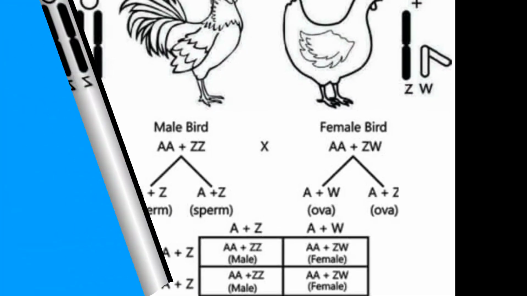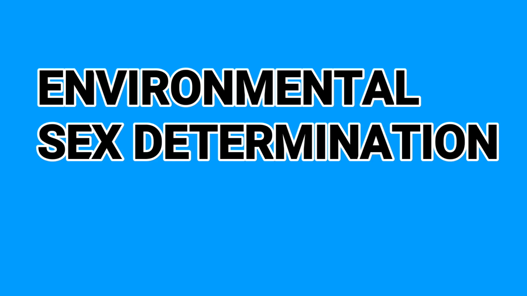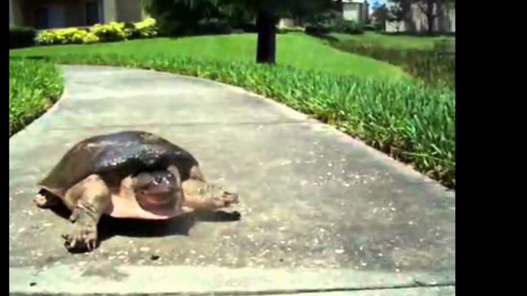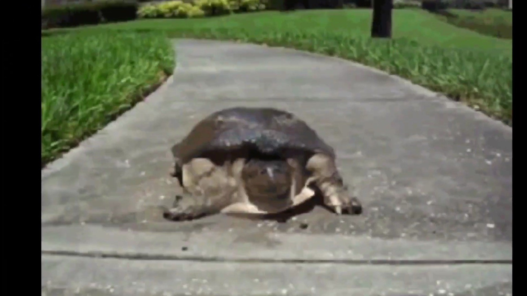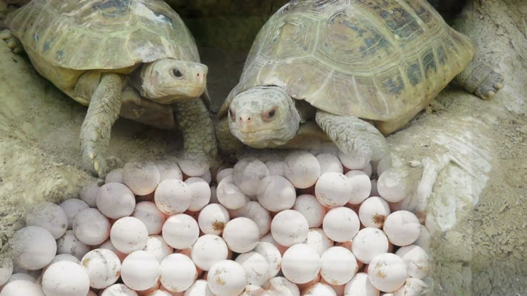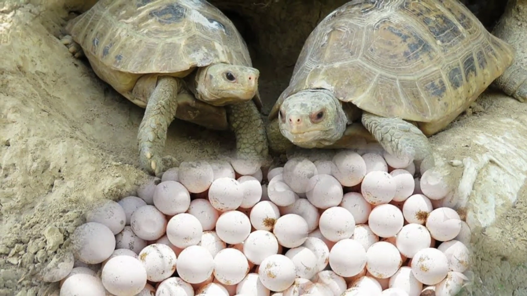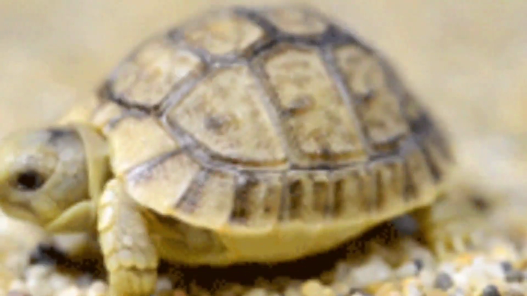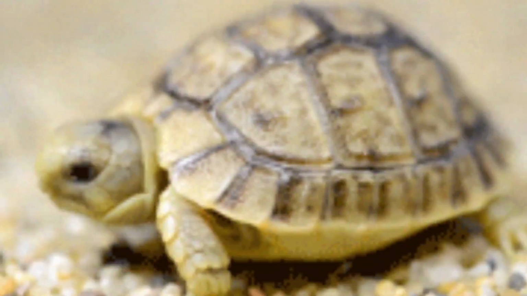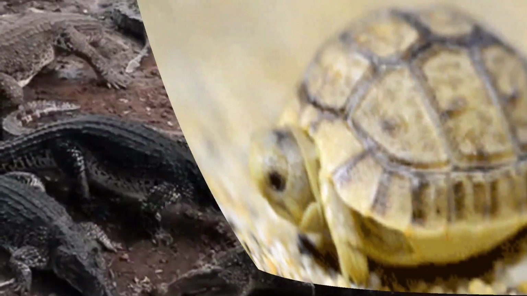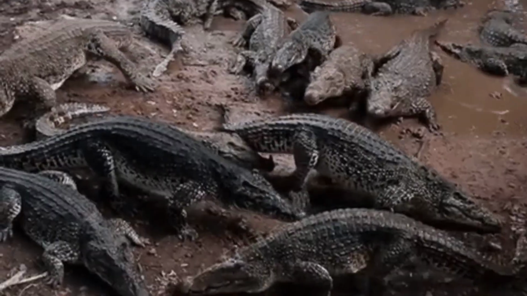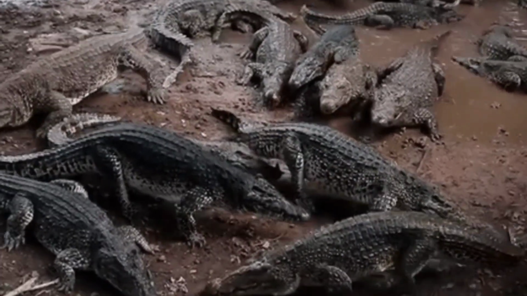Next, we are going to see a different kind of sex determination. Here, the temperature of the environment determines the sex of the organism. If you take a turtle, when the eggs are laid above 30 degrees Celsius, it develops into female. When the eggs are laid below 30 degrees Celsius, the organism will develop into male. Whereas if you take a crocodile, it is opposite to the turtle. The higher the temperature, the more it will produce maleness, whereas the lower the temperature, the more it will produce femaleness.